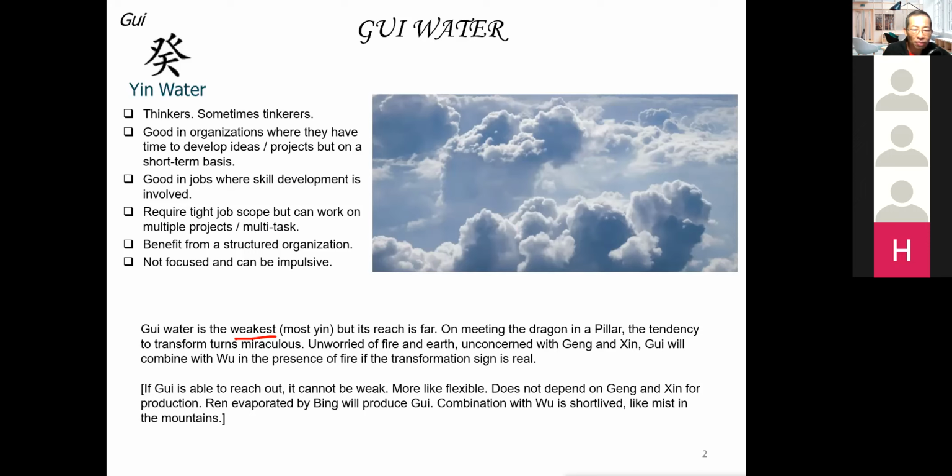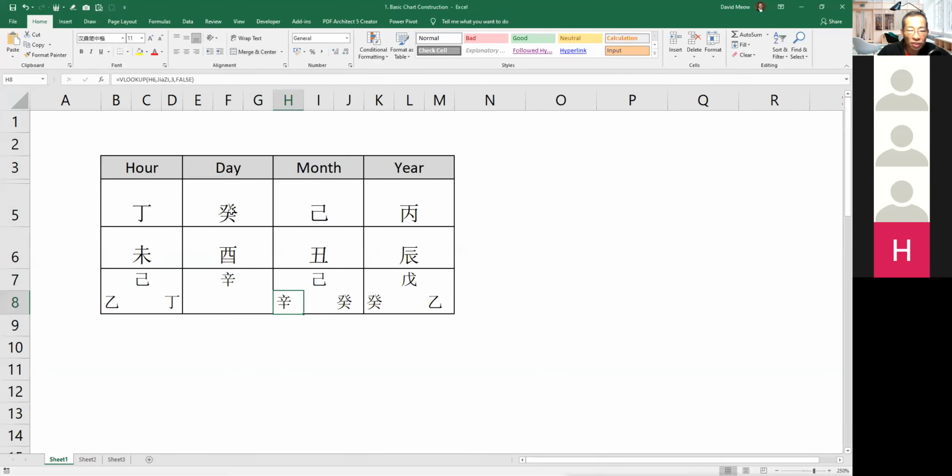Of all the 12 animals, Kueh water welcomes the dragon. So when you see a Kueh water Daymaster, they would welcome the dragon. And of all the six dragons, they welcome the fire dragon. So the fire dragon will be the most amicable one.